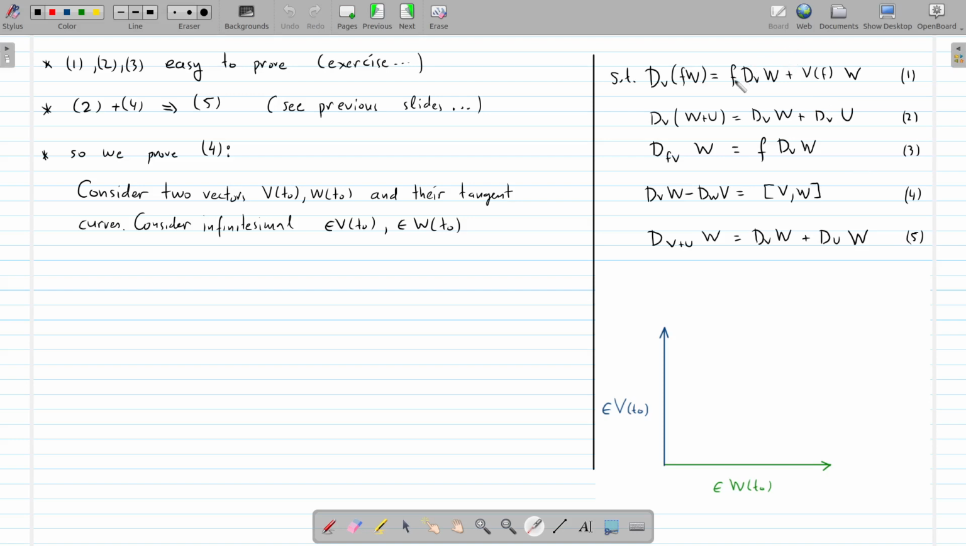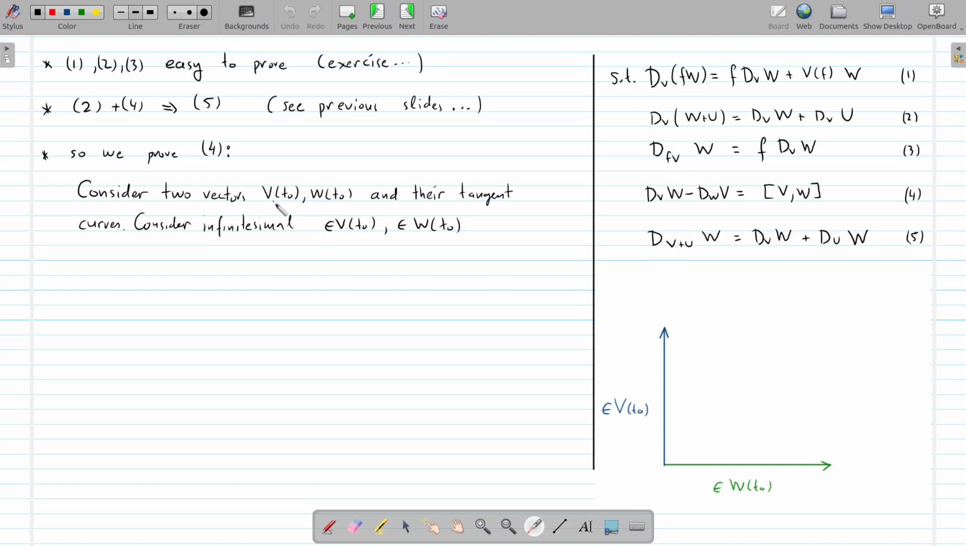Now, properties 1 through 3 are quite easy to prove, and I leave it to you as an exercise. Now, properties 2 and 4 imply 5. We have already proved that before. So what we will do is prove 4, and that will also prove 5 by using property 2.